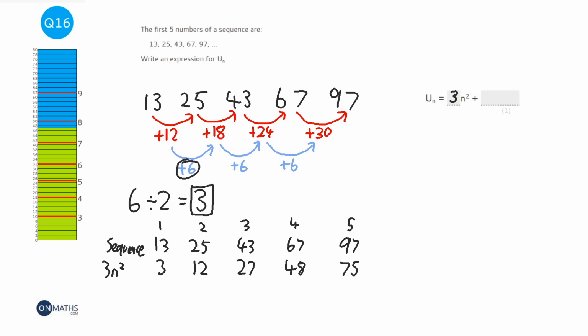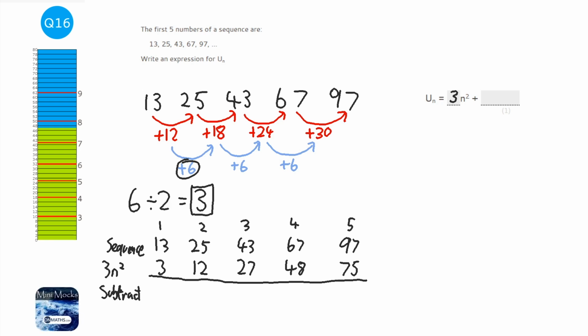Now what I want to do next is I want to subtract them. I want to subtract the sequence. I want to do the sequence take away the 3n squared. We know that 3n squared is a part of it. We need to just take it away so we know what's left.